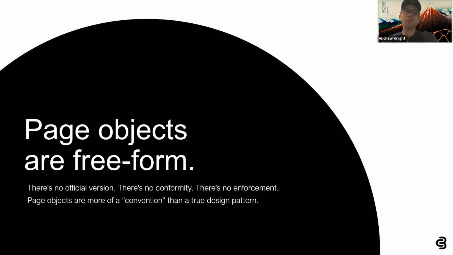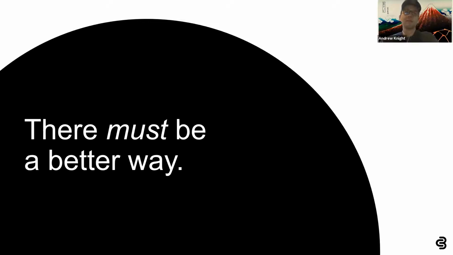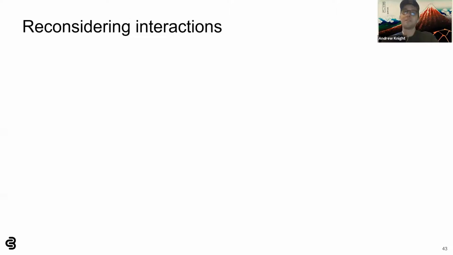And even worse, within its design, there's almost no way to force the pattern for good practices. That's why people argue over things like whether locators should be public or private. Page objects would be better described as a convention rather than a true design pattern. There must be a better way to handle interactions than this. Thankfully, there is. Let's take a closer look at how interactions happen.